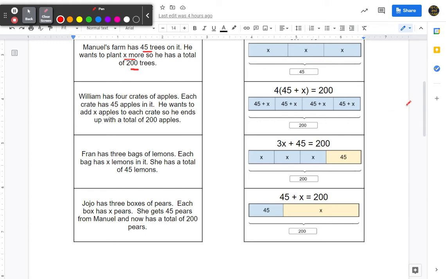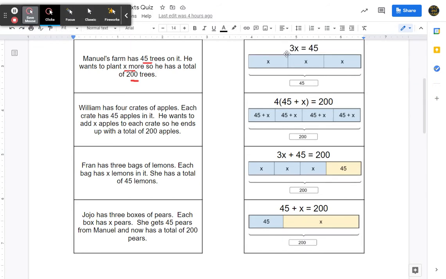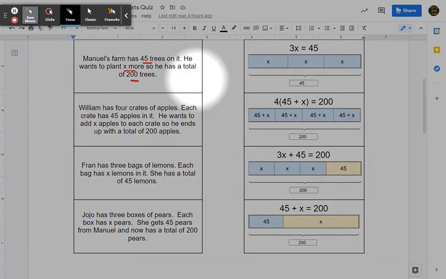So which one of these would show that equation? That's what you're trying to figure out. Is it 3 times x is 45? Well, probably not that. Is it 4 times 45 plus x is 200? Probably not that either. Is it 3x plus 45 is 200? That doesn't seem right either.